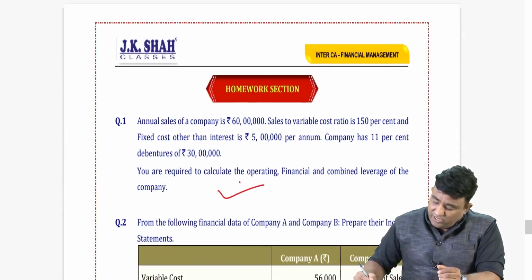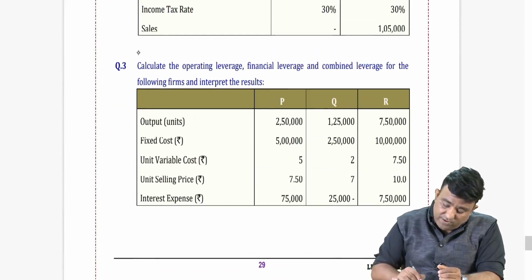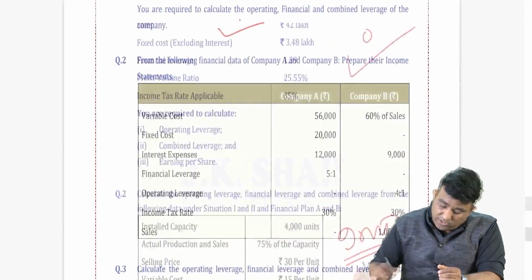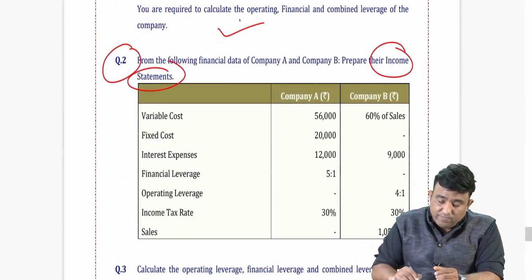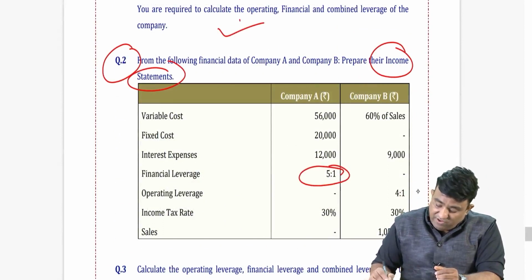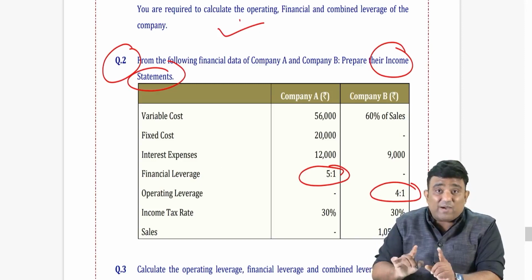This is again routine, DOL, DFL, DCL. Students, this is question number 2, not question 3, I'm sorry, 2 part. This is again last minute, student. We have to prepare an income statement with the help of missing frequency where financial and operating leverage are given. And you can apply the breakup formula.